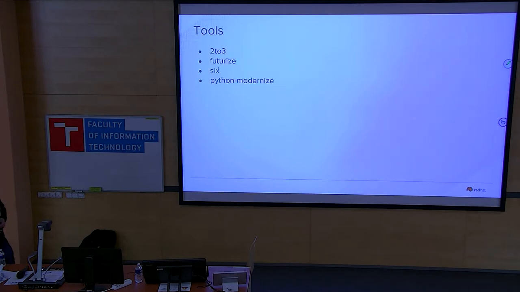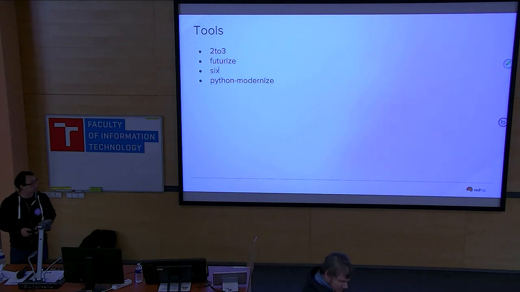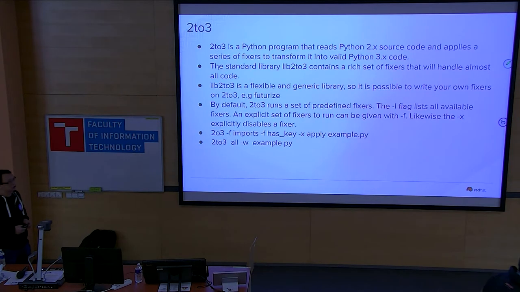So as I mentioned, the porting effort is time-consuming. But it doesn't mean that you need to do it manually. We have some automated tools that can help you do the easy things for you. So 2to3 is the first release automation tool to help you migrate your Python code to Python 3. And it is actually a Python program, and it will read your Python 2 code and apply a series of fixes, finally translating it into valid Python 3 code.